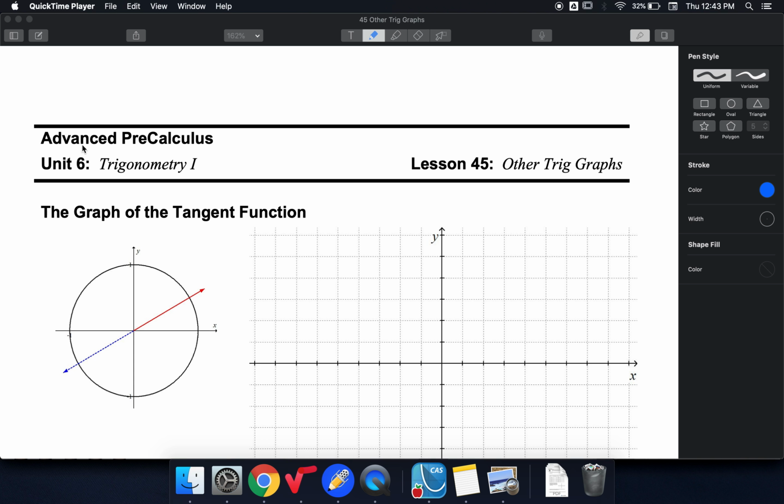Hi there, students. So I know that Mr. Tomlinson took you through a detailed explanation of the sine and cosine graphs, and now I'm going to do some other trig graphs. I'm going to start with tangent.